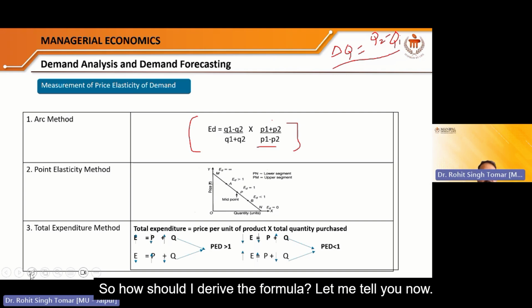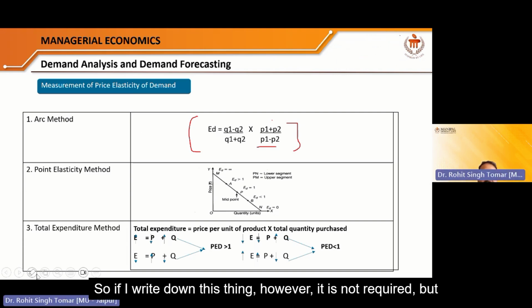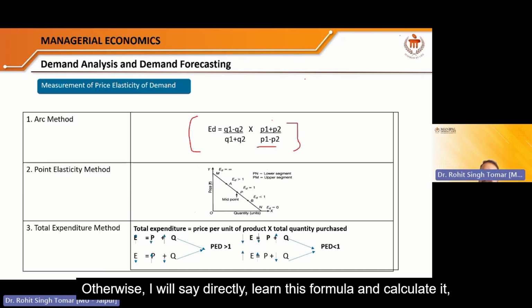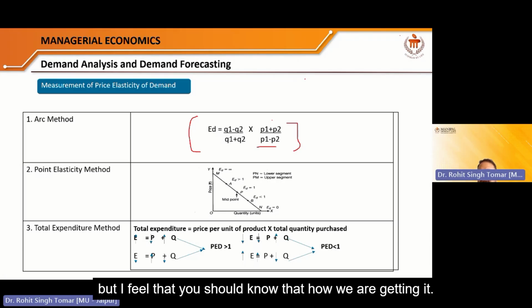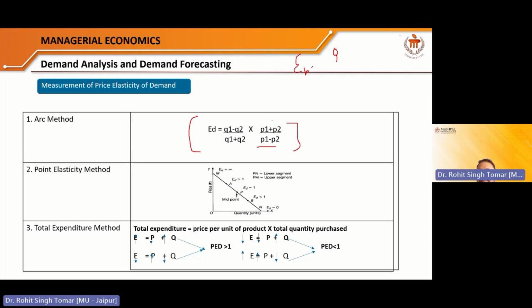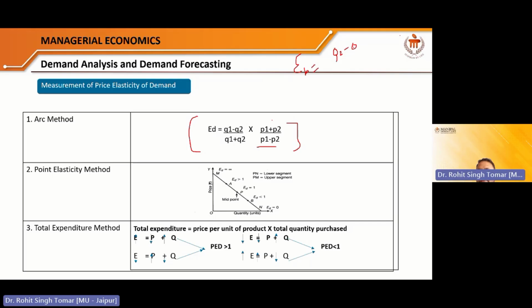So how should I derive the formula? Let me tell you now. I hope you are getting it. If I write down this thing, however, it is not required, but still you should have thorough knowledge of how these things have come up. Otherwise, I would say directly learn this formula and calculate it. But I feel that you should know how we are getting it. So elasticity, EP, is equal to percentage change in quantity. Q2 minus Q1 is the change in quantity, and percentage change means divided by initial quantity, Q1, multiplied by 100.